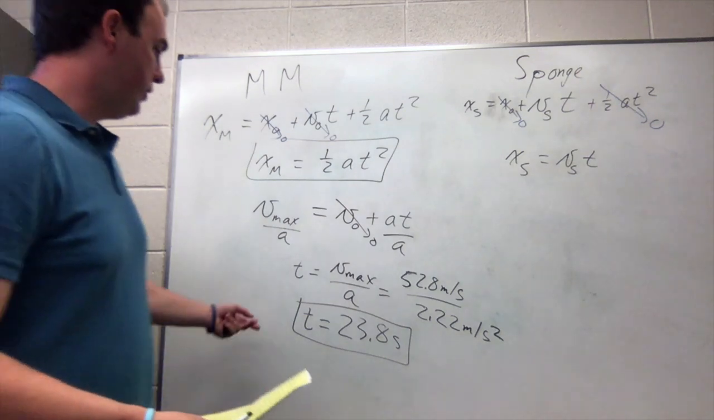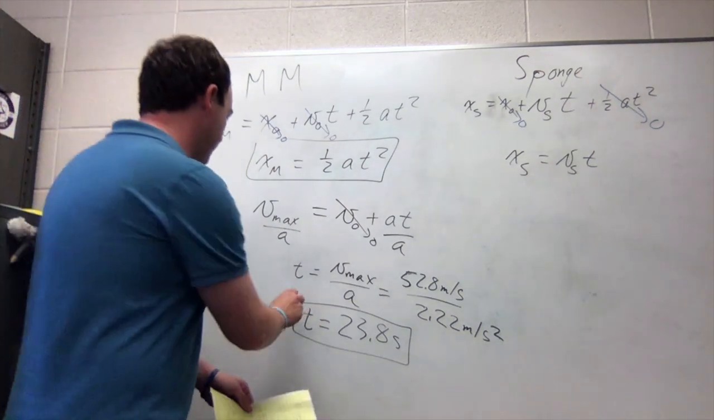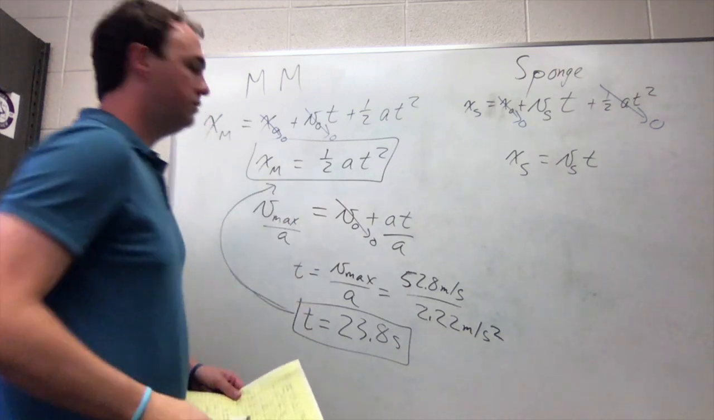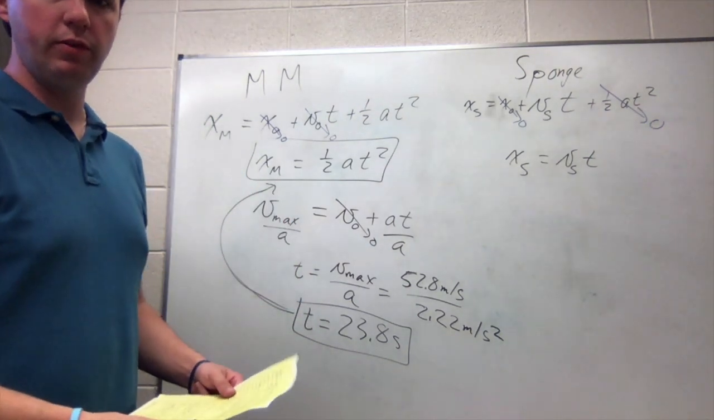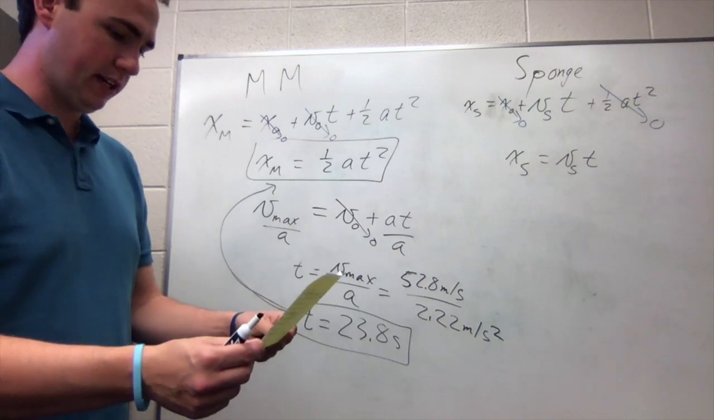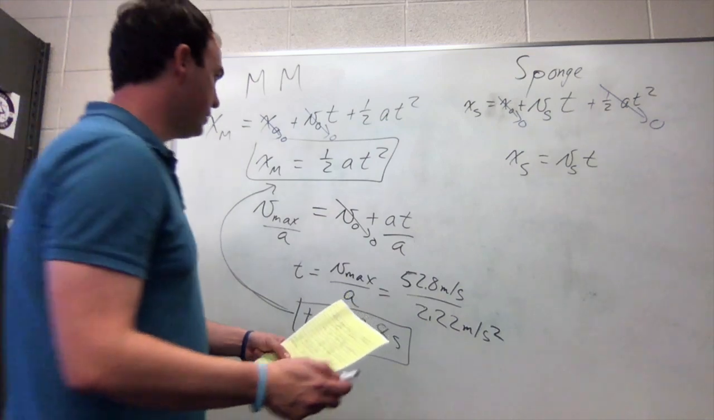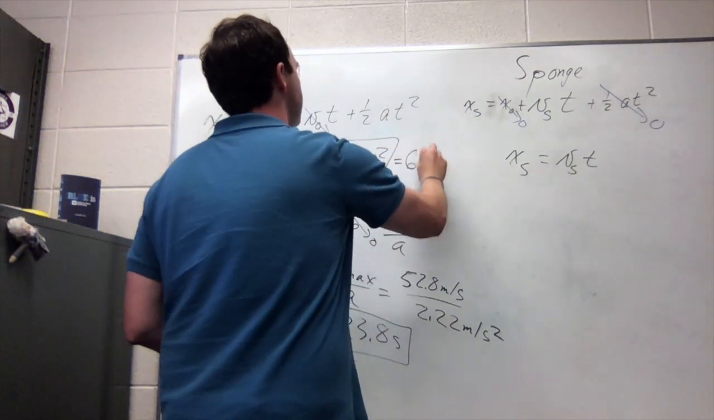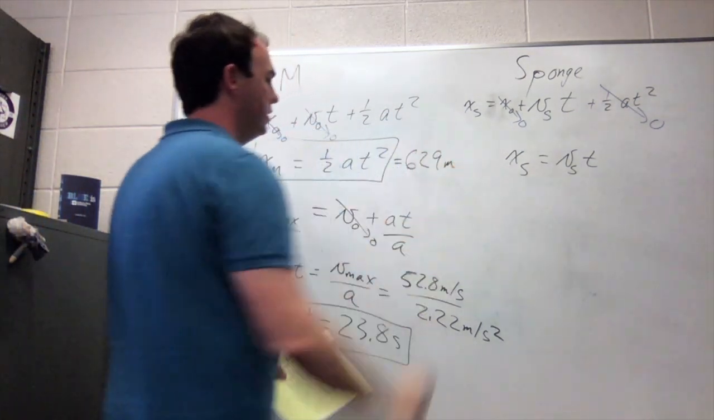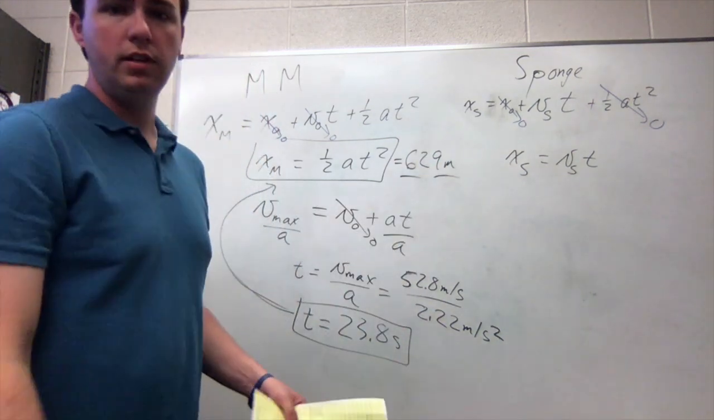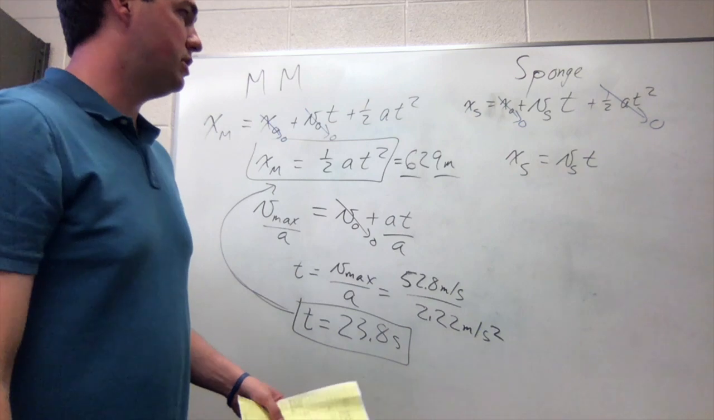So to figure out how far they've gone, we can take that time and plug it into this expression with the same acceleration that we've been using, 2.22 meters per second squared, and we get that they have traveled a distance of 629 meters. So that's how far they've traveled during the time that it takes them to reach top speed.